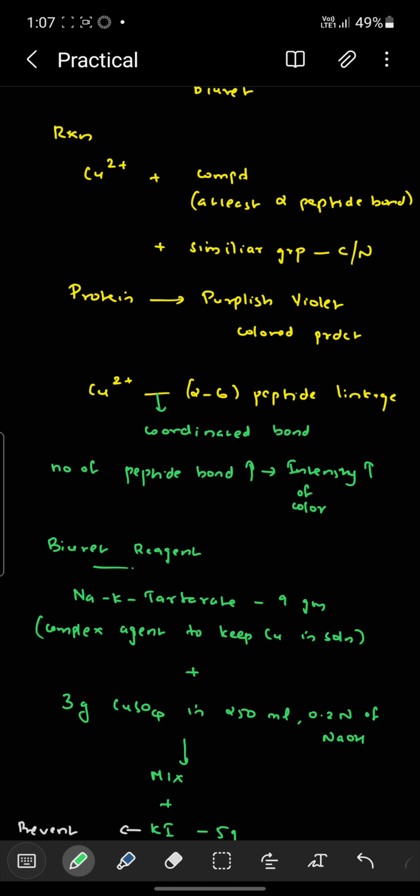So this reaction takes place between Cu2+ and any compound which contains at least two peptide bonds or similar groups joined directly to a carbon or nitrogen atom. And when proteins are reacted, it gives a purplish violet colored product. So this Cu2+ can also form coordinate bonds with 2 to 6 nearby peptide linkages. So when the number of peptide bonds increases, the intensity of color also increases.